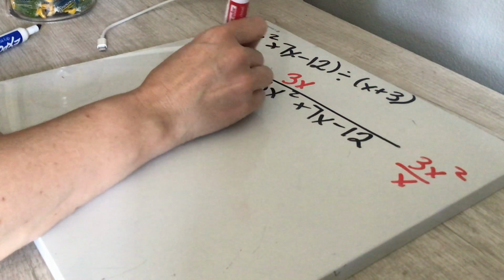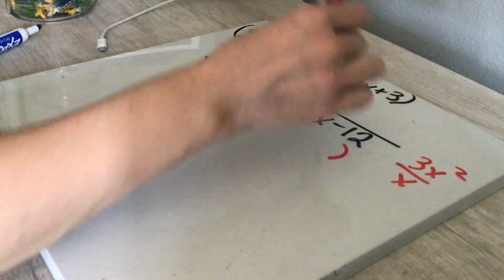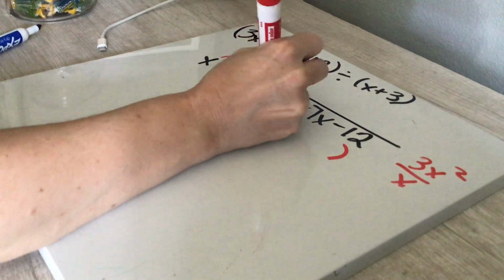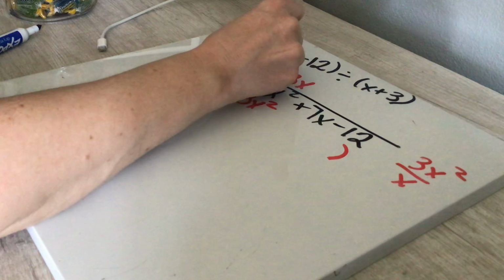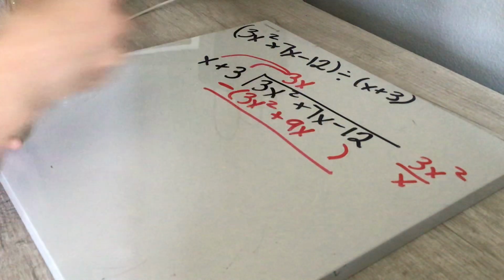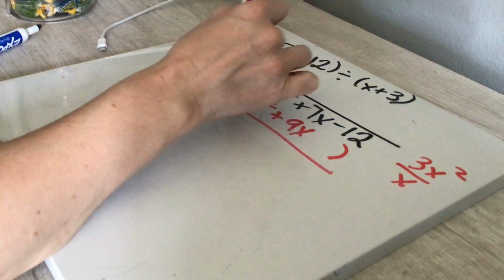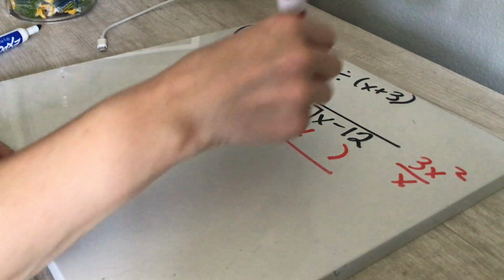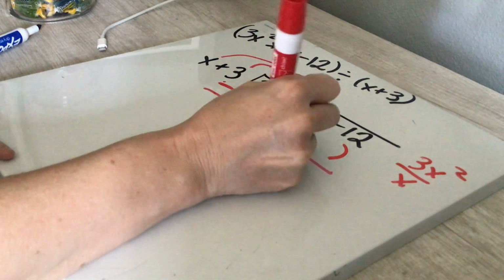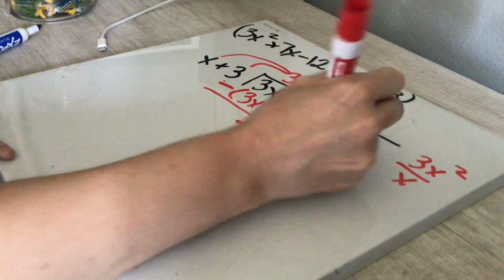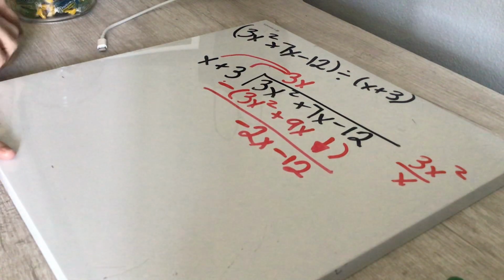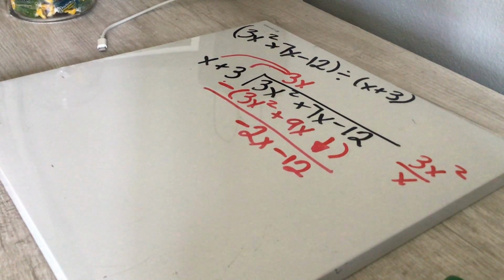Then it's always subtraction, and you're going to subtract the product. So 3x times x is 3x squared. 3x times 3 is 9x. And subtract this. So 3x squared minus 3x squared is 0. 7x minus 9x is negative 2x. And then you bring down the constant, so minus 12. Then do it again.